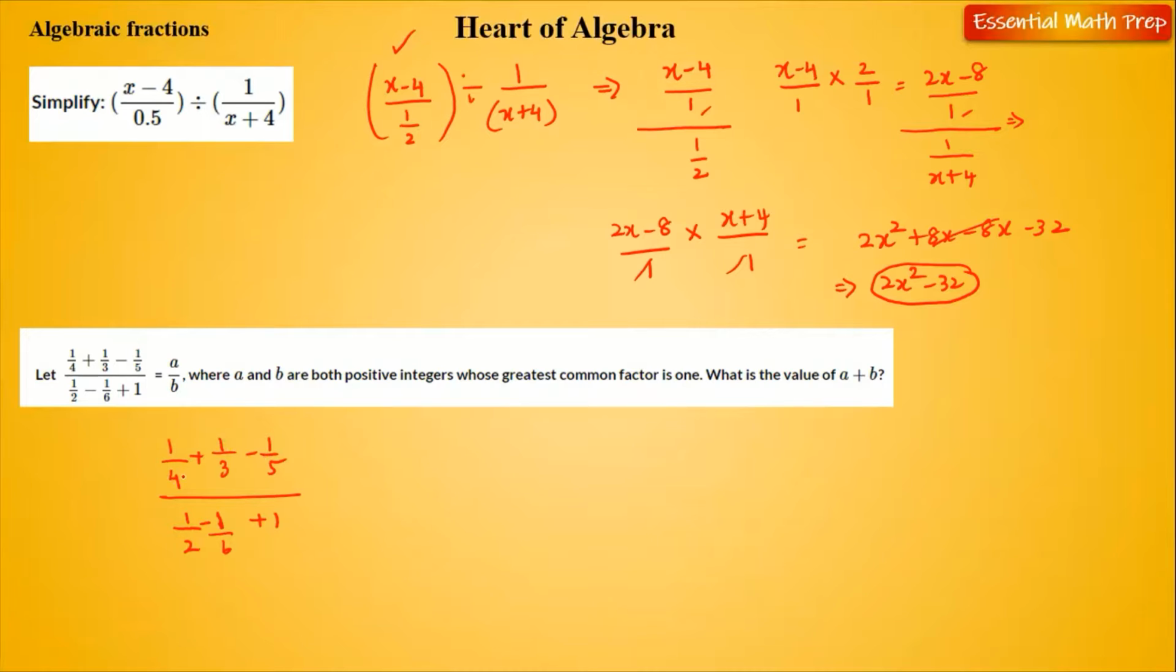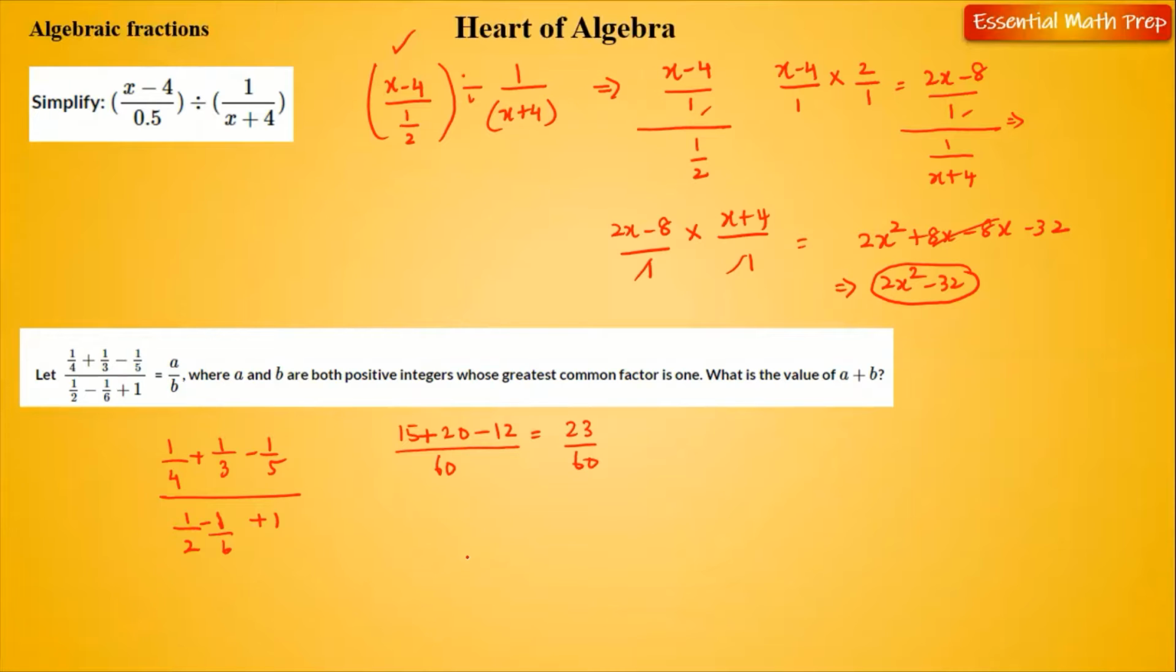So that'll be, what's the common factor between 4, 3, and 5? Well, I think it's 60. Okay, there's nothing common, so you have to multiply all 3 of them. So 4 times 3 times 5 is 60. So essentially that'll be 15 plus 20 minus 12. That's 23 over 60, right? This is only the numerator, right? Let's go ahead and solve the denominator.